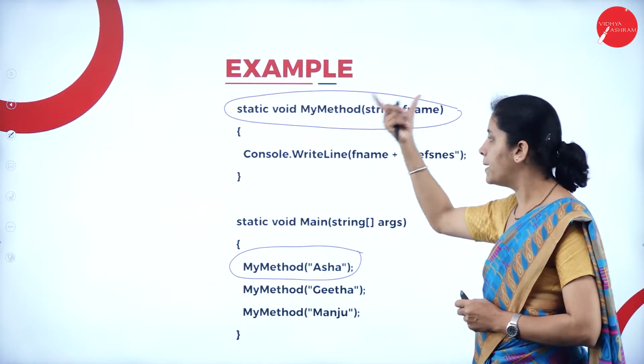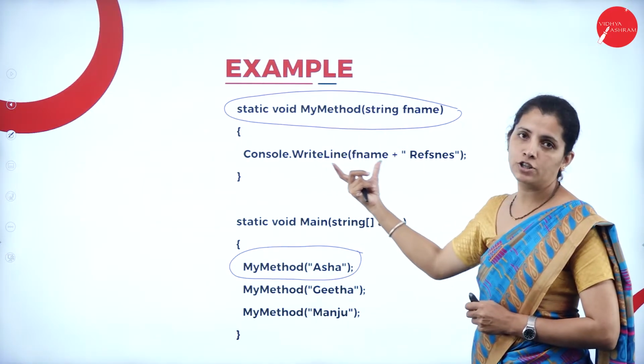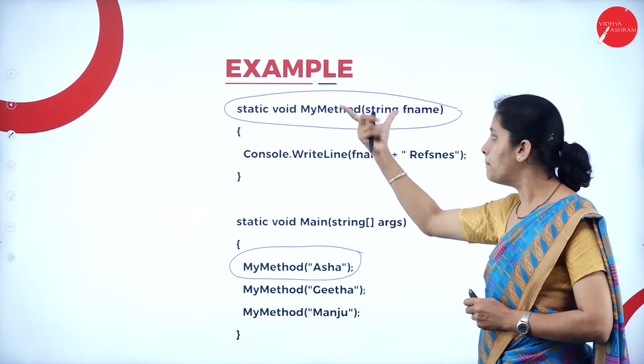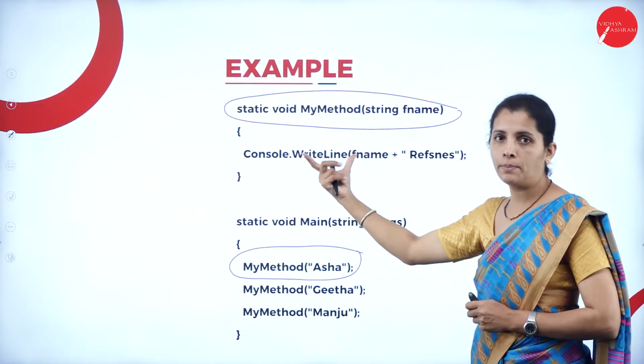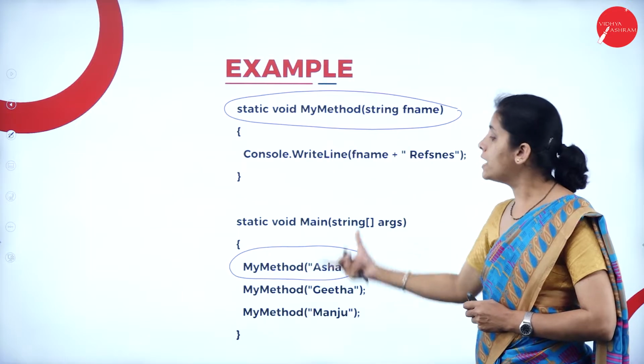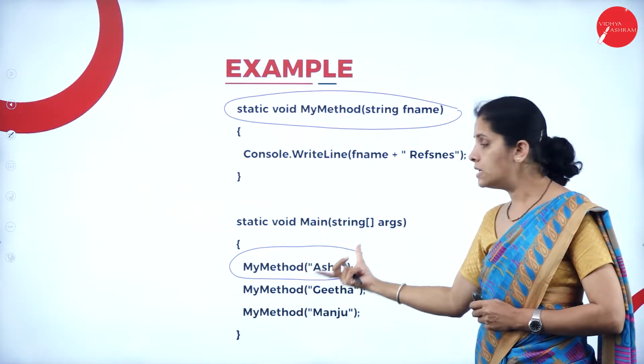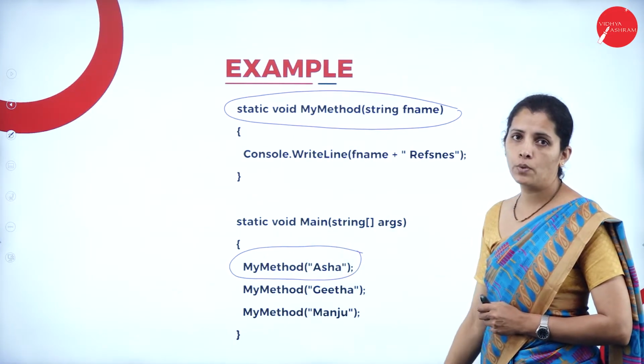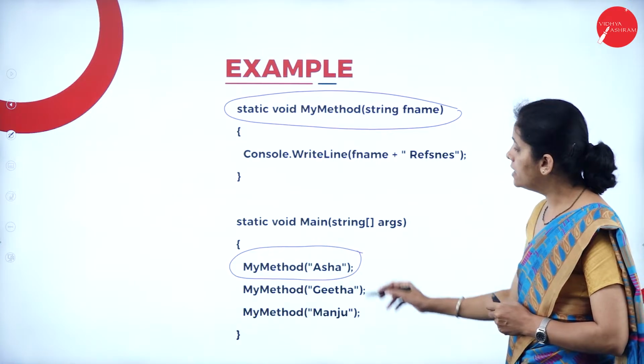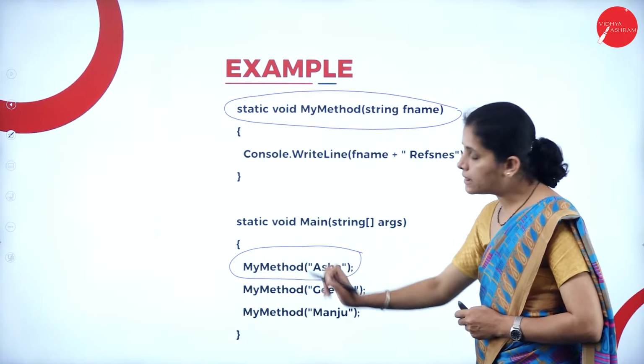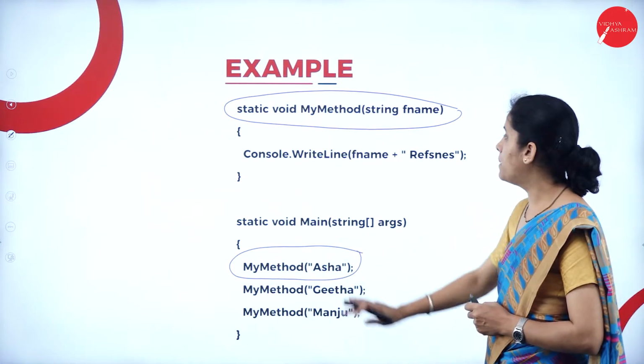Function prototype along with function body. That is nothing but method prototype along with method body. And where I'm going to call the method, that is in my main program. And here, what is my method name? That is nothing but my method.